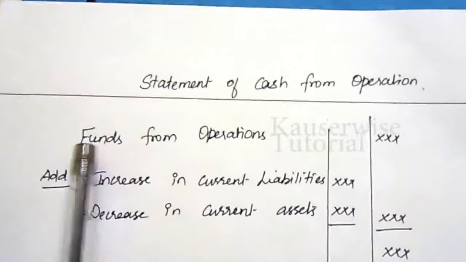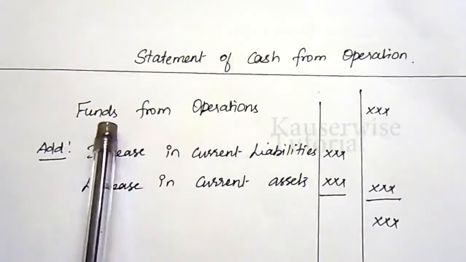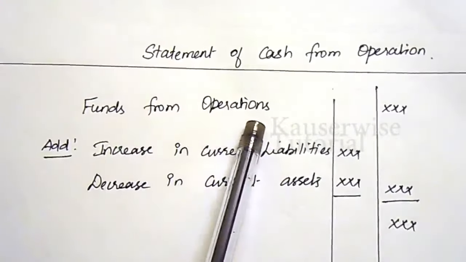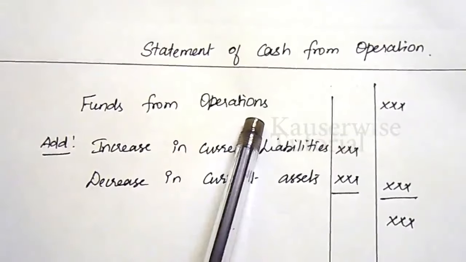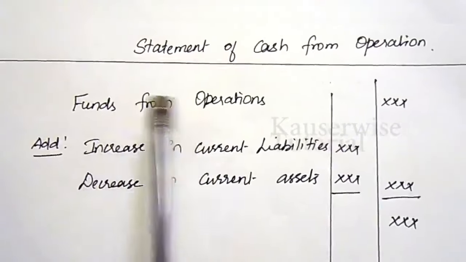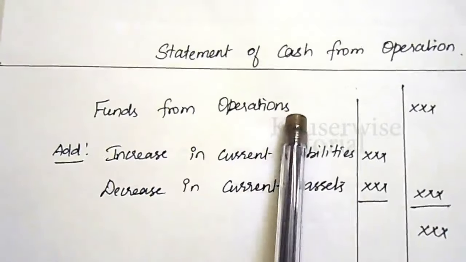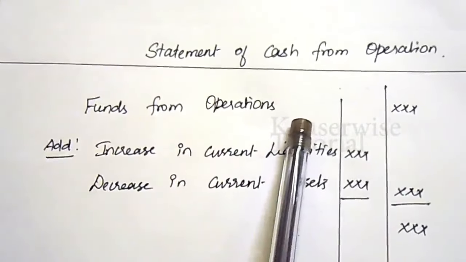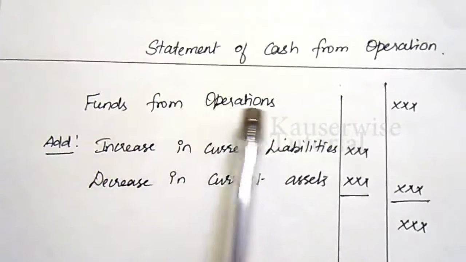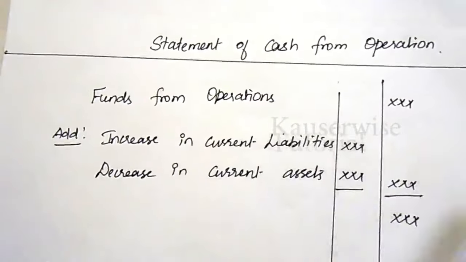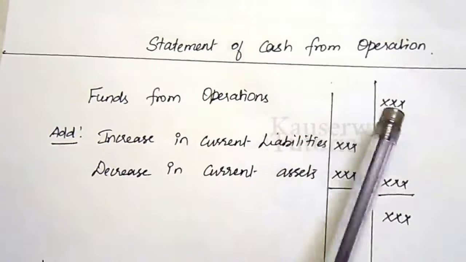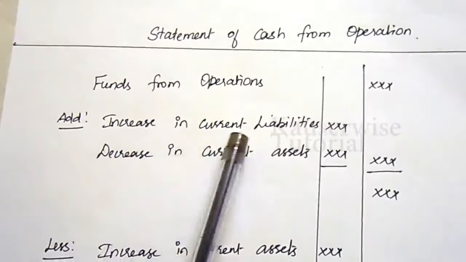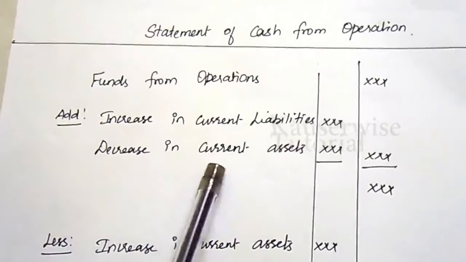See here, first you have to start with fund from operation. So what is the meaning of fund from operation? First you need to find the fund from operation from the problem, from the profit and loss account or from the balance sheet. You can find the fund from operation. I have already uploaded a separate video for fund from operation. In that, I have explained two different methods how to calculate fund from operation in two different situations. So first you need to find the fund from operation according to the procedure, and after finding this, you need to add increase in current liabilities and decrease in current asset.